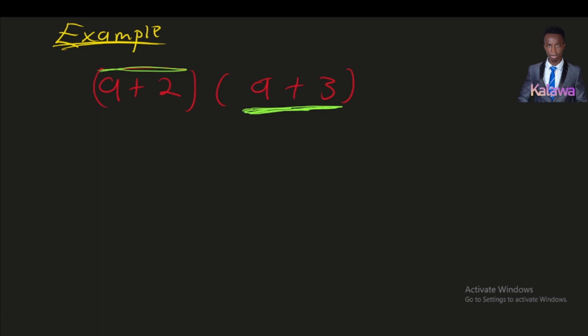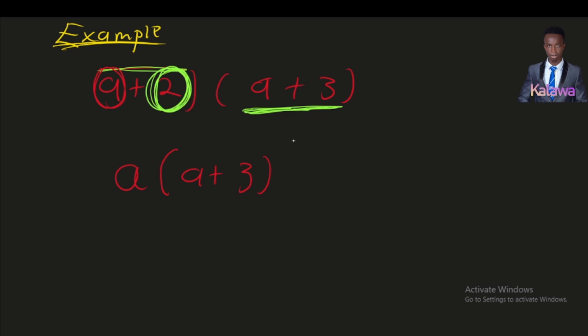So we take them out, right? Remember, we are to deal with this first set, which is a. So we take the a out, and then we multiply it into the second binomial, which is (a + 3). So what then remains? We are now left with plus 2, not a plus 2.